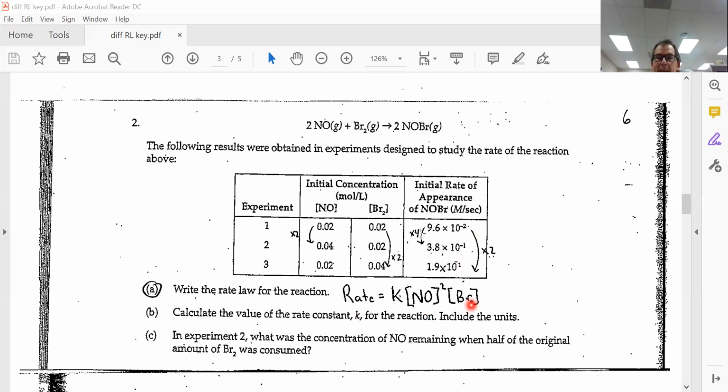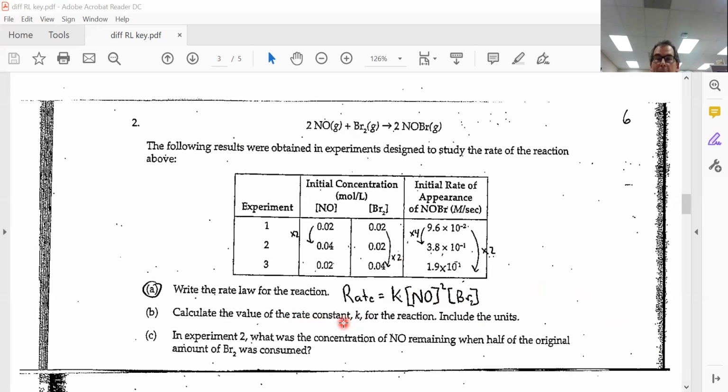Now notice that matches up to the balanced equation. That is purely a coincidence, this 2 matching up. It can happen, but it doesn't always happen, and a lot of times it doesn't. By coincidence, it does here. Okay, calculate the value of the rate constant for the reaction, include the units.